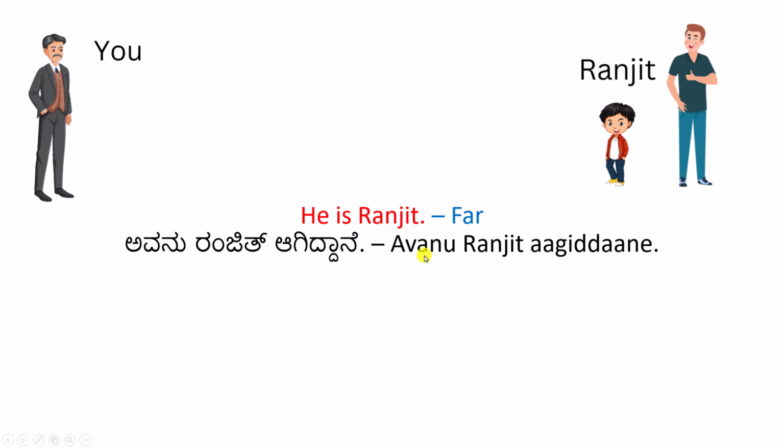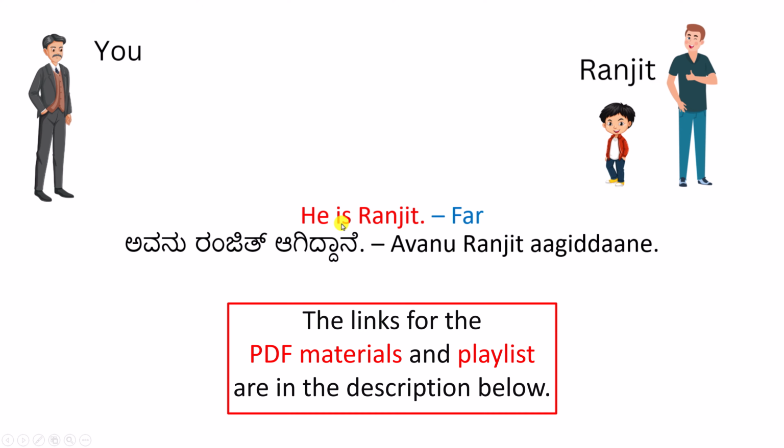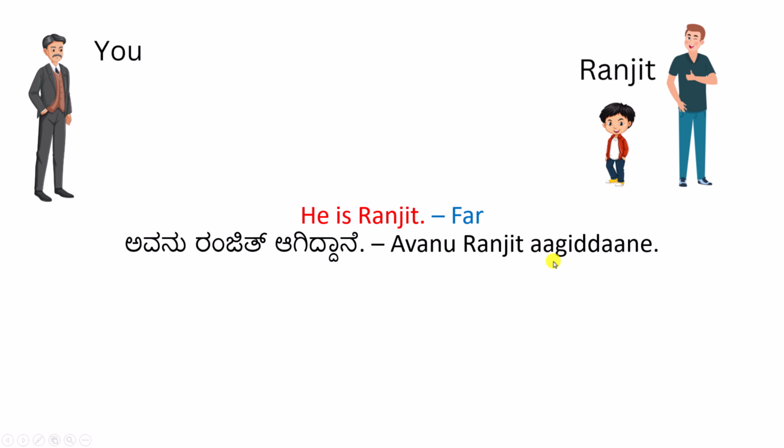Now, we have selected avanu because the person you are referring to is far away from you. Alright? Ranjit, who is the person you are referring to, is far away from you, and so we have selected avanu for he. We have selected ಆಗಿದ್ದಾನೆ for is because we know that ಆಗಿದ್ದಾನೆ or ಇದ್ದಾನೆ comes with avanu.